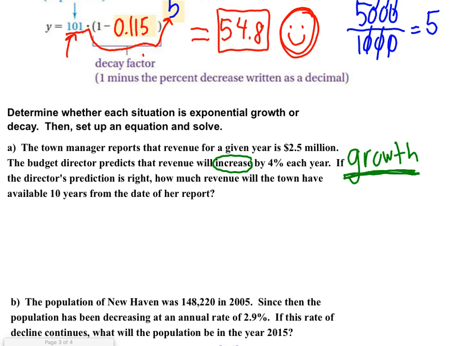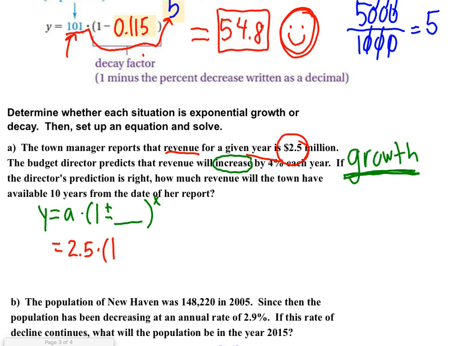Okay, here is our generic formula for this. Y equals A times parentheses 1 plus or minus what we're going up by or down by, to the power of some variable X. Now let's fill in the blanks here, guys. Not so bad, I promise. What is her prediction starting at? What are we starting at? $2.5 million. There's our A value, times the 1 stays, that's always there.